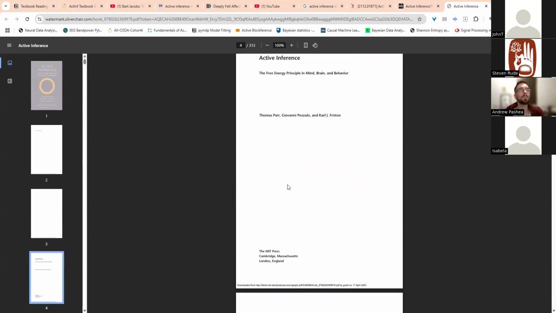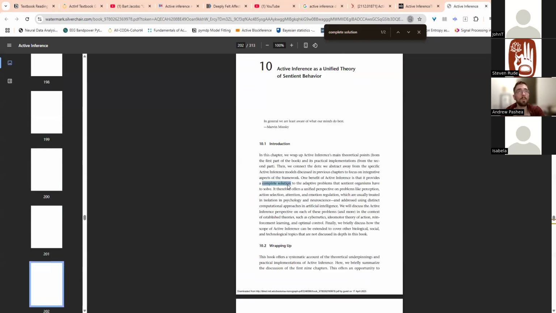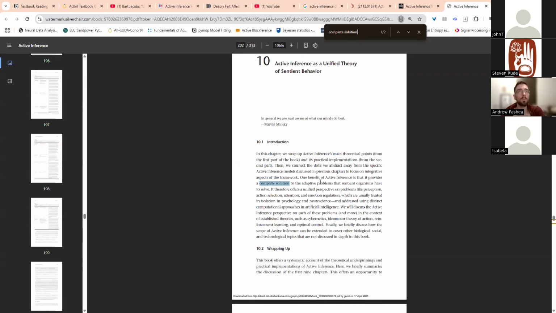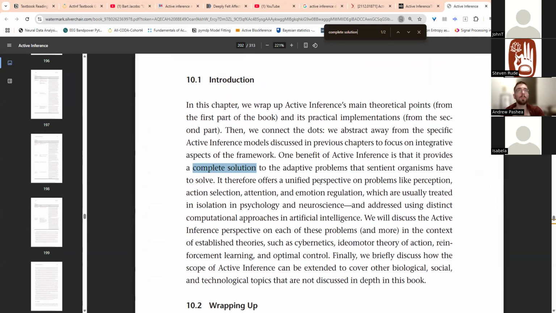Okay, so one of the things I have concerns about is it says that one benefit of active inference is that it provides a complete solution to the adaptive problems that a sentient organism has to solve. What do you mean by that? Because a formal system can't be complete and consistent, among other things. Normally, if I hear someone say they have a complete framework of everything that has to do with thought, it sounds a bit odd. So I wonder what you mean by complete.